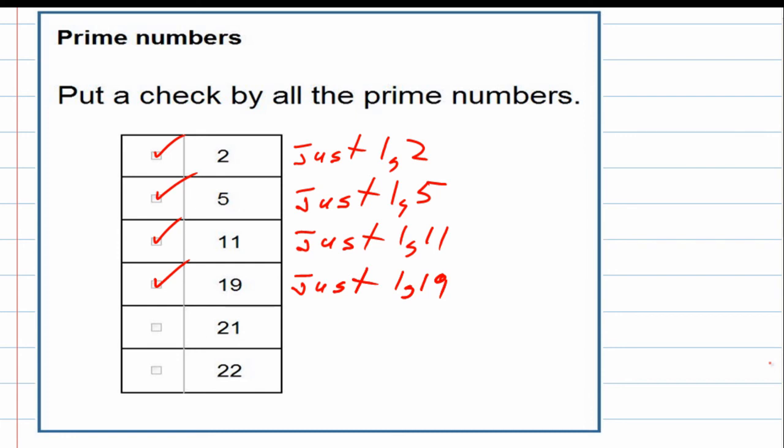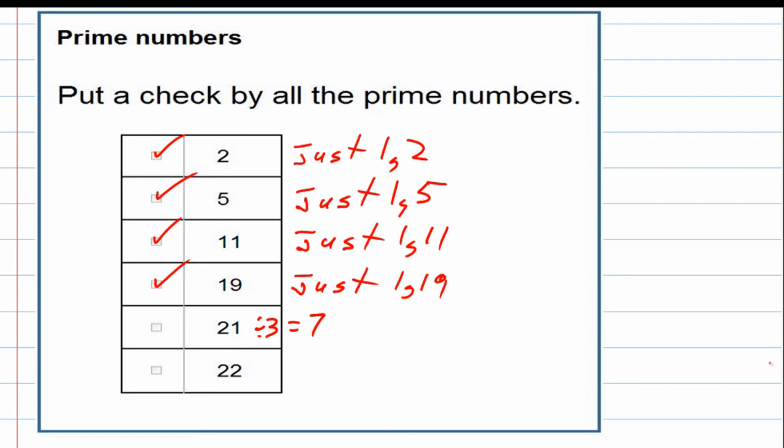I know it's divisible by 1. I know it's divisible by 21. So is it divisible by anything else? Yeah. 21 divided by 3 is 7. So there are other numbers other than 1 and itself that divide into 21 evenly. So it is not going to be prime. I'm not going to put a check mark on that one.